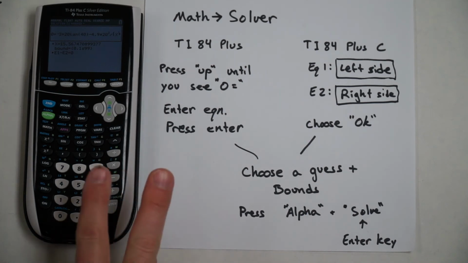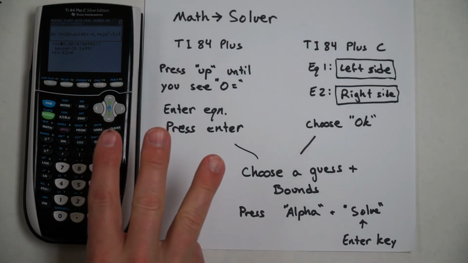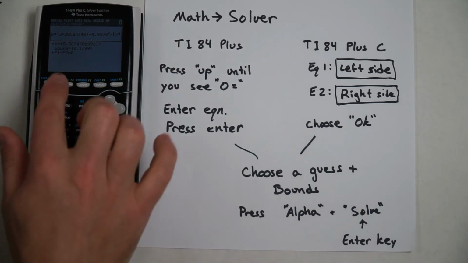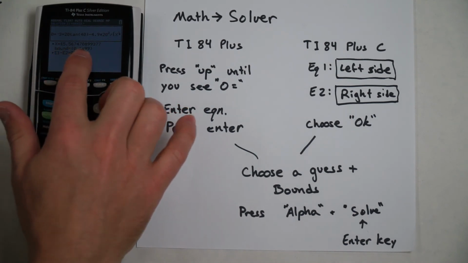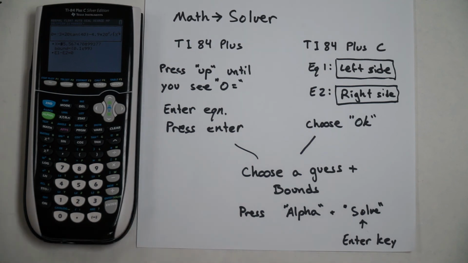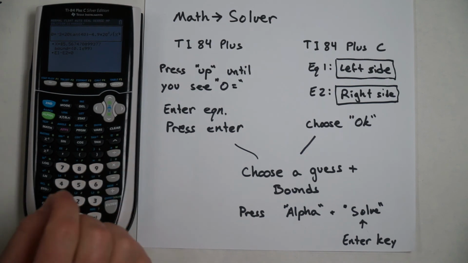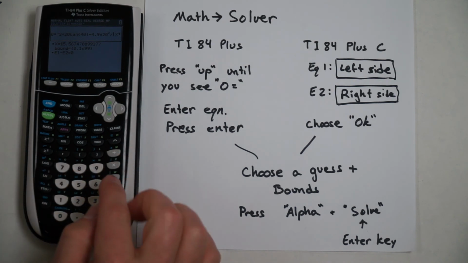If you have 2 solutions or 3 solutions or an infinite number of solutions, maybe you're using a sine function or something like that, you're going to want to choose a guess that's closer to the answer you want than the answers you don't want. It'll find the closest answer. All right, that's how you use the solver.